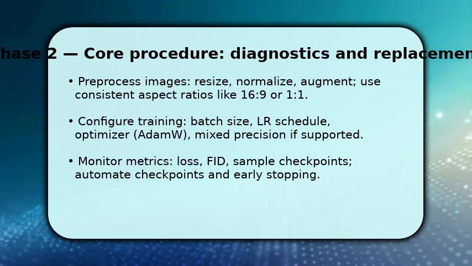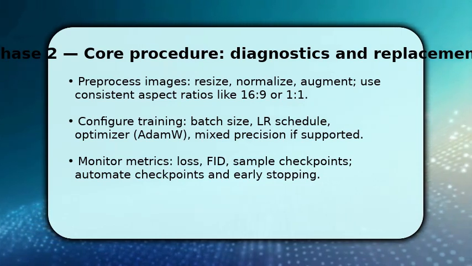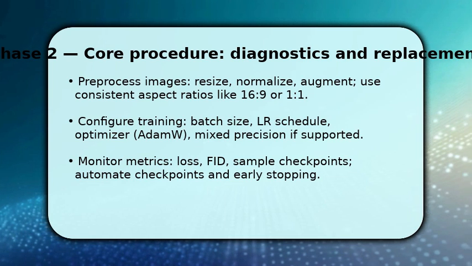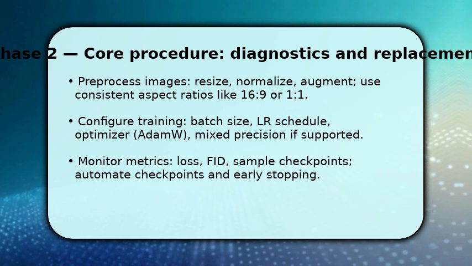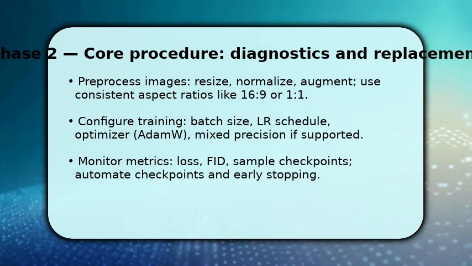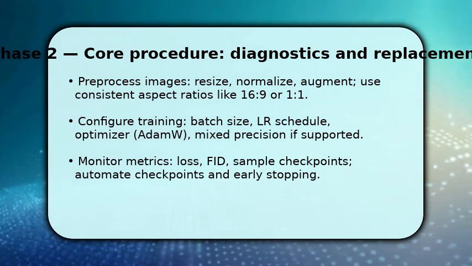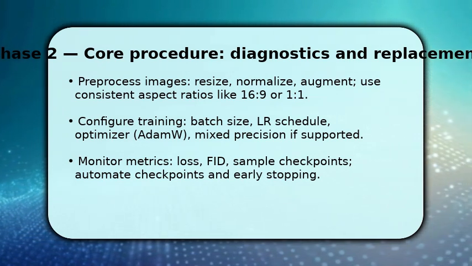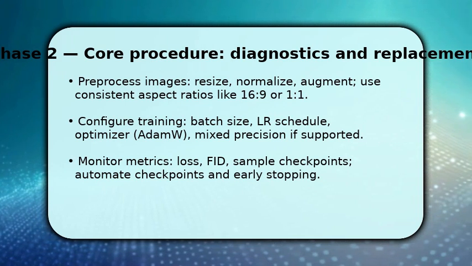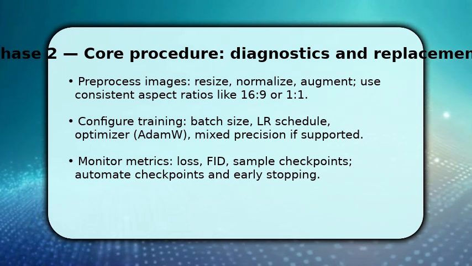You proceed to data and training, where attention to detail matters. Preprocess images by resizing, normalizing, and augmenting. Keep aspect ratios consistent so conditioning works. Configure training hyperparameters, batch size, learning rate schedule, and optimizer such as AdamW, and enable mixed precision to speed up training when the GPU supports it.